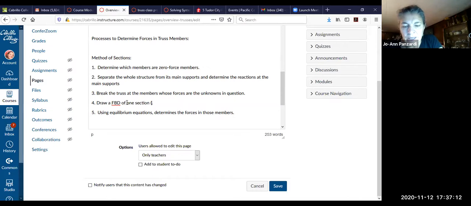It could be left, right, top, bottom. And then using the equilibrium equations, determine the forces in those members. I'm going to save it.